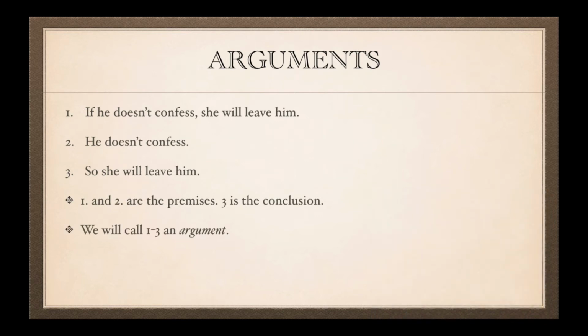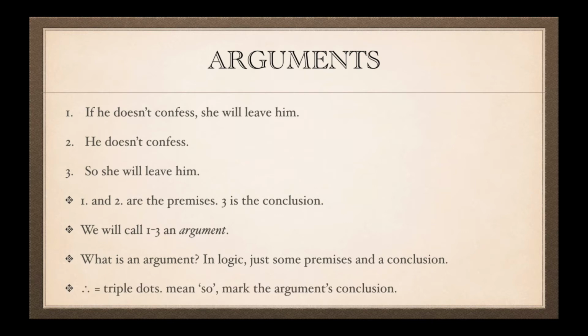We'll call 1 to 3 an argument. So what's an argument? When we say argument, all we mean is some premises and a conclusion. Are they true? Don't know. Does anyone believe them? Don't know. Is there a dispute about them? Don't know. We're not talking about that. When we say argument, we mean the collection of sentences that are the premises, and then the sentence that's the conclusion. And one symbol, those three dots, means so, or therefore. They mark the argument's conclusion. So an argument is some premises and a conclusion.